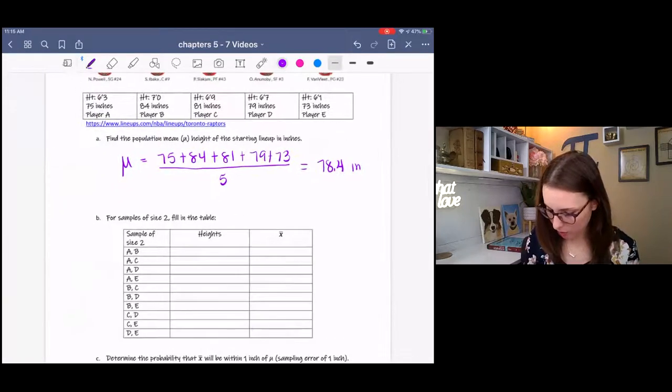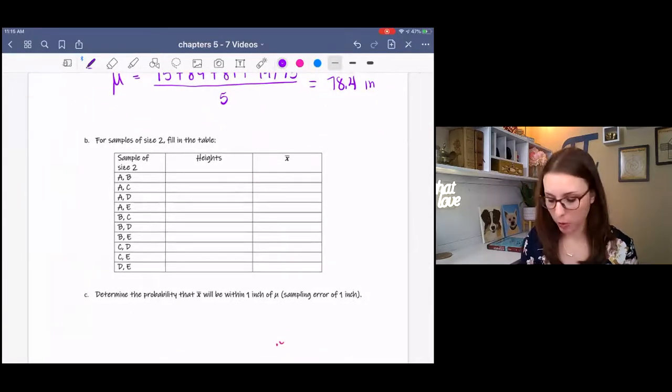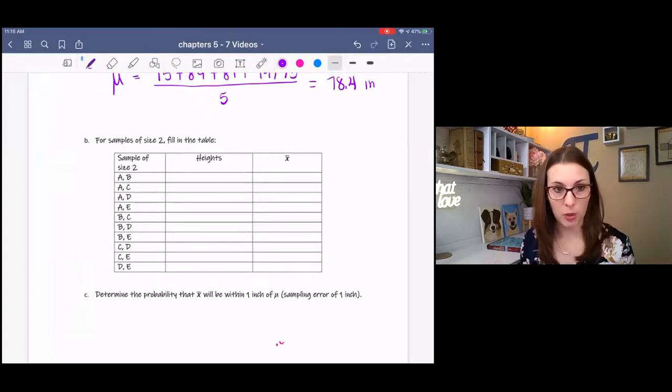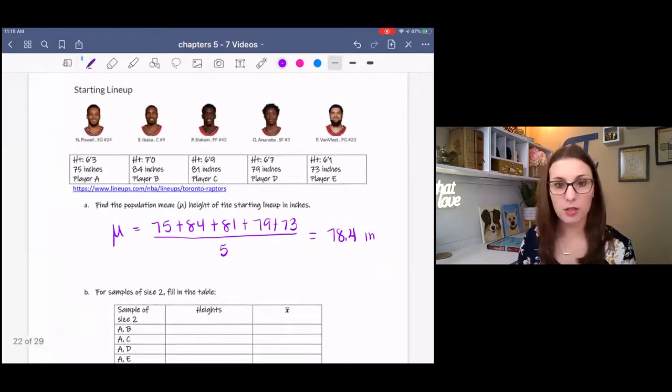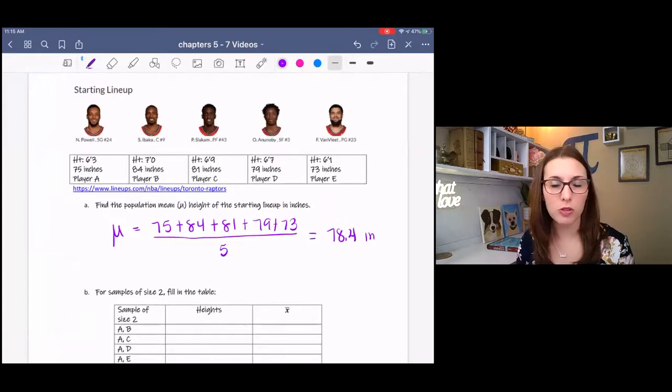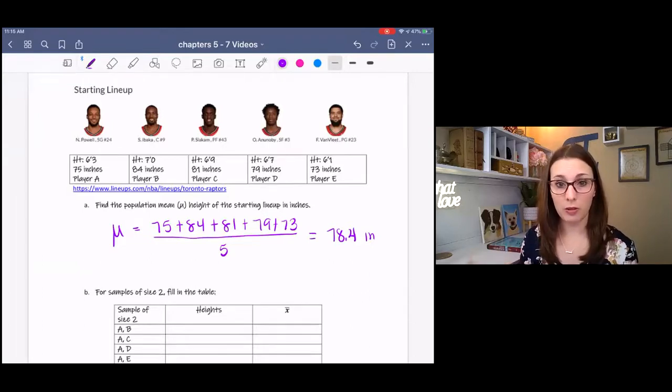So I kind of want to give you an idea of where we're going. We're pulling samples of different sizes and comparing those samples to the population mean, and we're going to see some behavior here. So we're going to start off by pulling samples of size 2, then size 3, size 4, size 5, and so on. So when I say a sample of size 2, we have a population of size 5. And so there's a finite amount of ways that you can get samples of size 2. Now I started the table for y'all so you can get an idea of what we're doing.